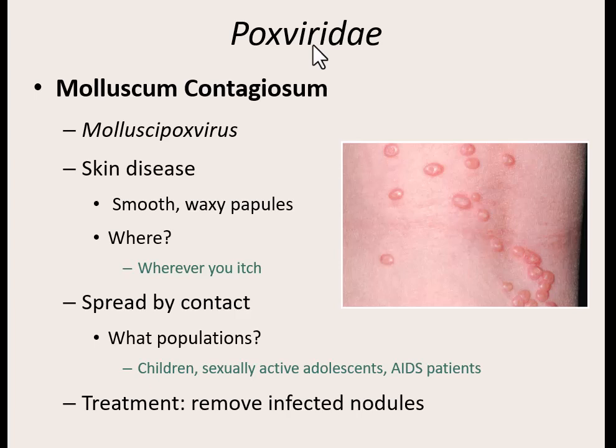Where they show up tends to be generally anywhere you itch, which is kind of how it's spreading. As you itch, you create abrasions, and this virus is going to cause these little papules there. The top places you itch are your face, your torso, and your genitalia. And so these are where these little waxy pink papules are going to show up. The top populations that usually show molluscum contagiosum are children, because they just touch everyone and are not very clean; sexually active adolescents, because it can get spread during intercourse; and AIDS patients, because they are more susceptible to any kind of viral infection.